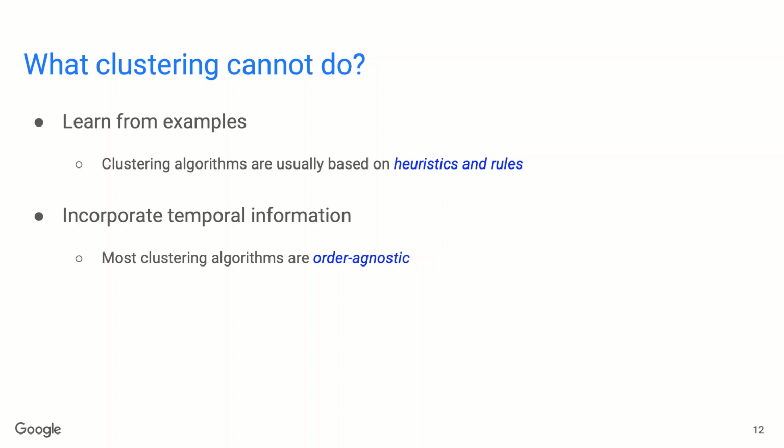Now we've seen what standard clustering algorithms cannot do. First, they cannot learn from examples. They are usually based on heuristics and rules, not based on data. Second, they cannot incorporate temporal information. Most of these algorithms are order agnostic.